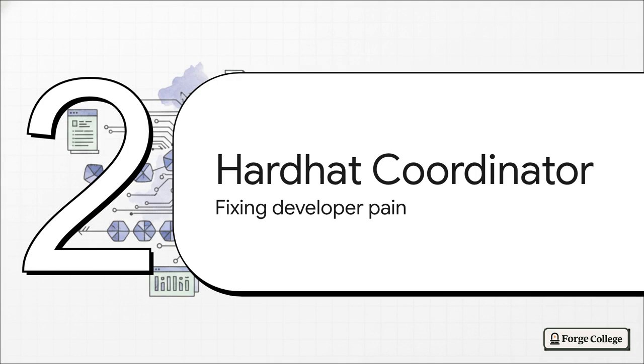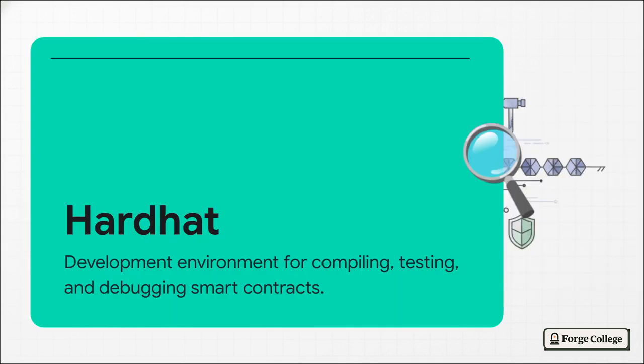Let's talk about fixing some serious developer pain. We've all been there, right? The dreaded "it works on my machine" phenomenon. You test your code manually, it works perfectly, you hand it off, and boom, it instantly breaks. It's a total nightmare. So what exactly is Hardhat and how does it fix this?